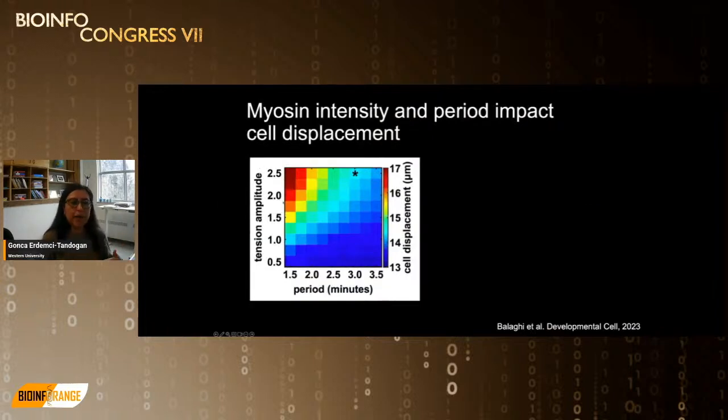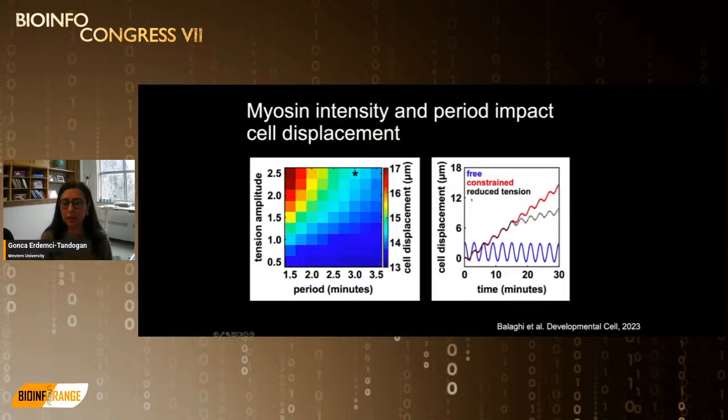Here is the tension amplitude, that is how much tension we are putting on the edges, and this is the period, how quickly we are applying that tension at the edges. And the color here represents the cell displacement. You can see that the darker red region is the most cell displacement. So the cells migrate most here. In that condition, the higher contraction and the quicker myosin oscillation lead to the most cell displacement. And then we did quantify this. We did a few quantifications and compared this with the experimental data as well.